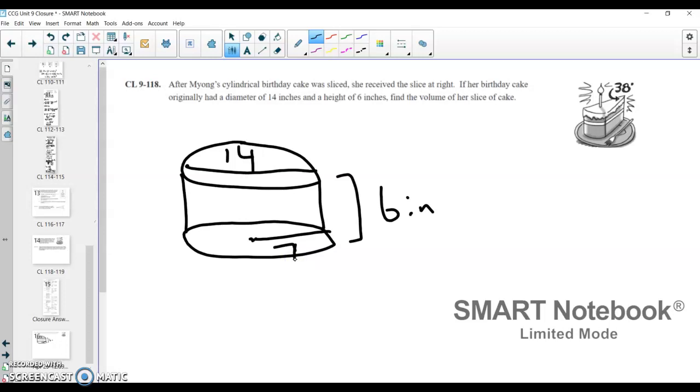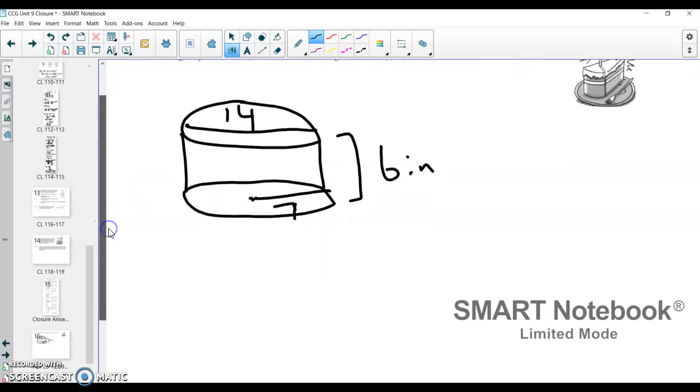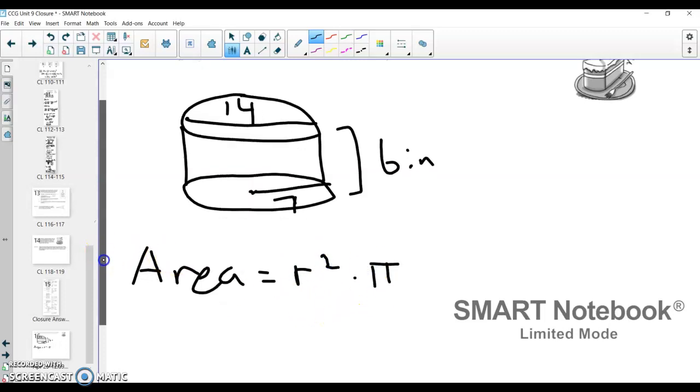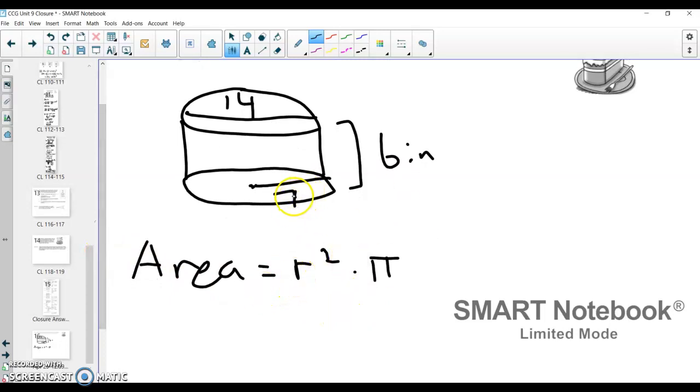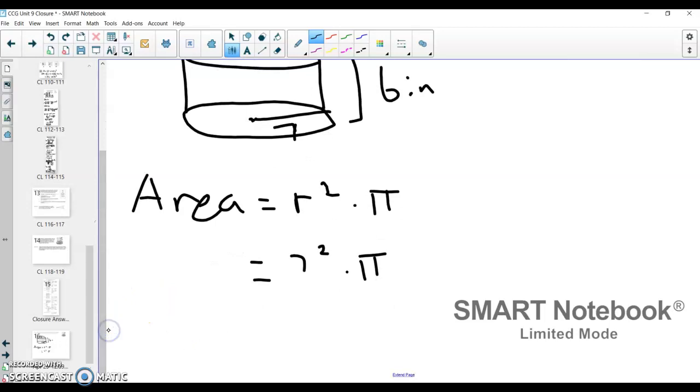Alright, and then if we want to find the volume of any kind of shape, we want to find the area of the base and then multiply that by the height. So I need to find the area of this circle base and then multiply it by the height. To find the area of that circle base, that is going to be r squared times pi, or another way I could say it is pi times r squared. And we know that the radius here, r, is 7. And so if I keep going with this, I get 7 squared times pi. And that gives me 49 pi.